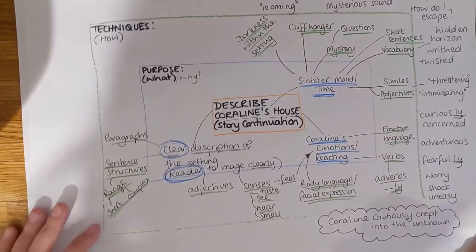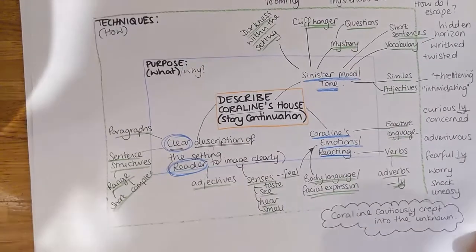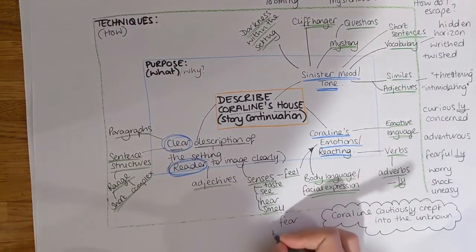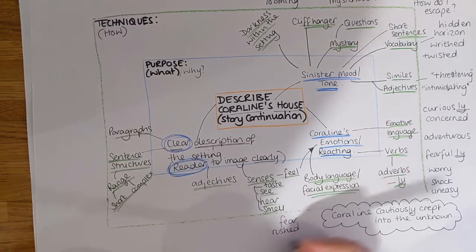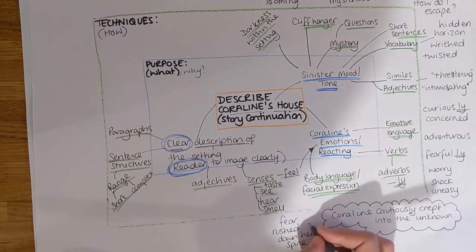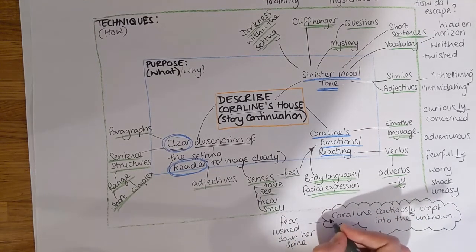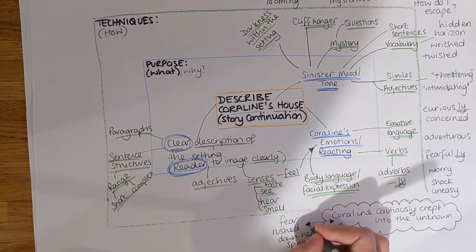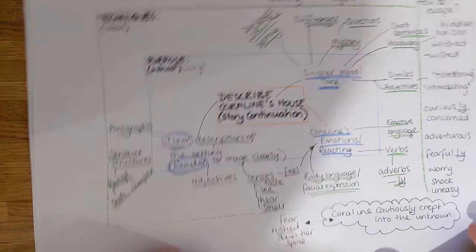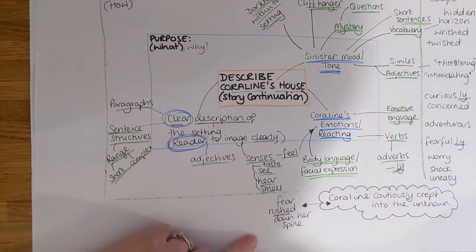So thinking about body language and facial expressions, you might have fear, rushed, down her spine. So that's quite a contrast, actually, isn't it, to her emotions there. The speed of that emotion is a contrast to her cautiously creeping. So can you see, again, we're building up these ideas of what we can use within our own story.